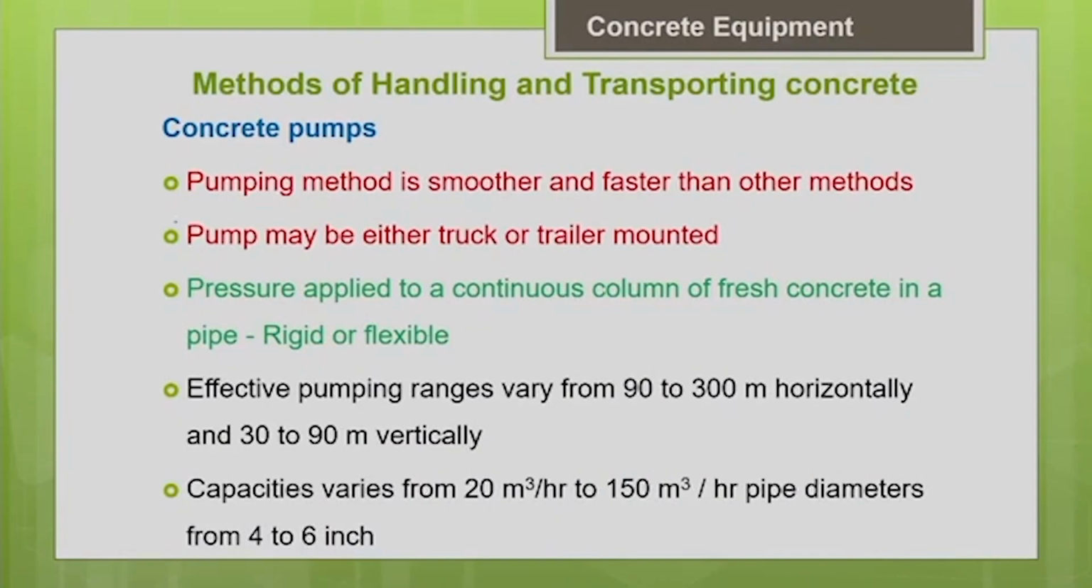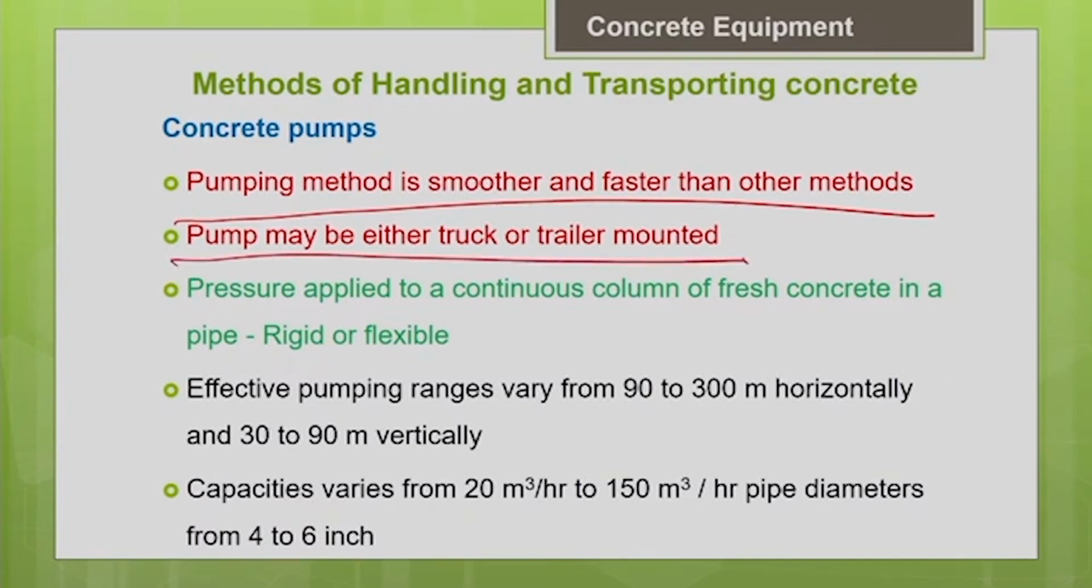So the pumping is smoother and faster than other conventional methods. Basically what you do in pumping is you allow the concrete to flow through pipelines. How will it flow? You have to apply pressure to the concrete flowing through the pipeline with a pump, and then allow it to flow through the pipelines. Based upon the mobility required at the construction site, it can be either truck mounted or trailer mounted. Basically you are applying pressure to a continuous column of fresh concrete in a pipe.